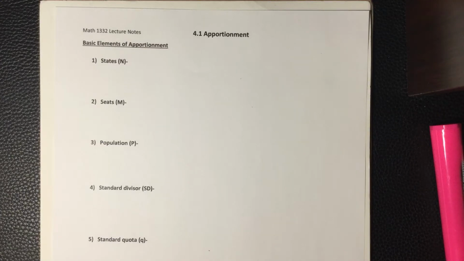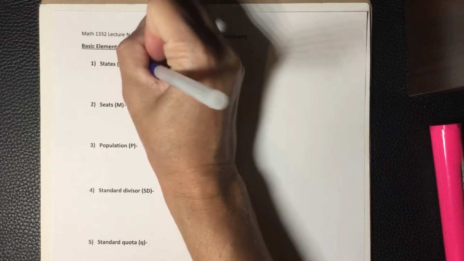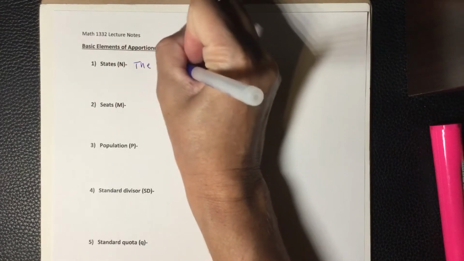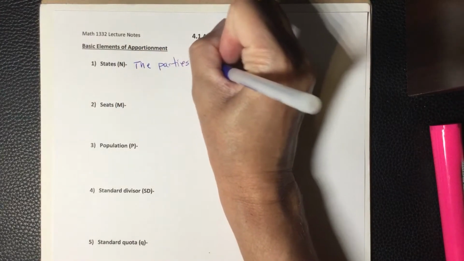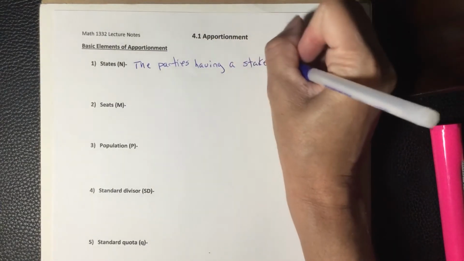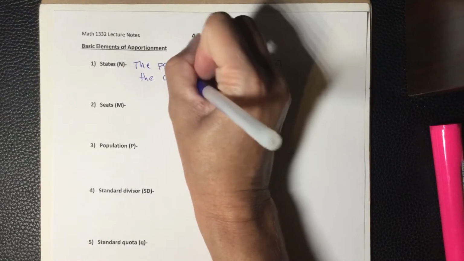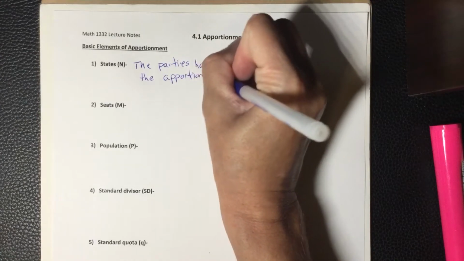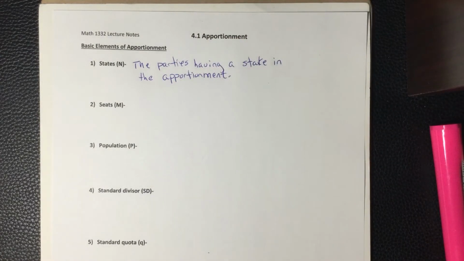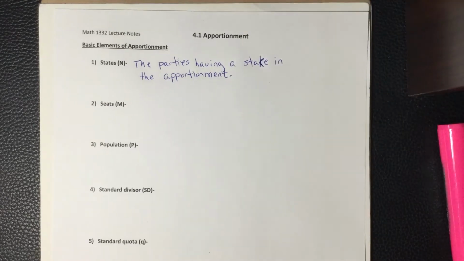In this video, we're going to go over some of our basic elements of apportionment. So first we have what we're going to call states, and these are going to be the parties having a stake in the apportionment. Now, to remember this, I think of the United States. So for our government, for example, Texas gets so many seats, California gets so many seats, and so on.